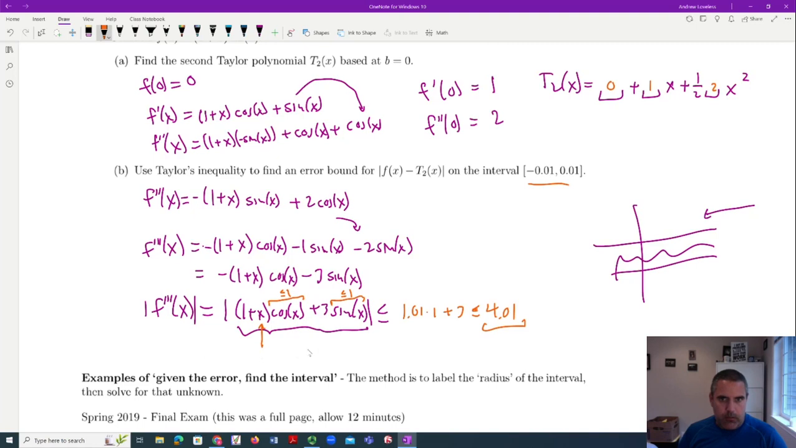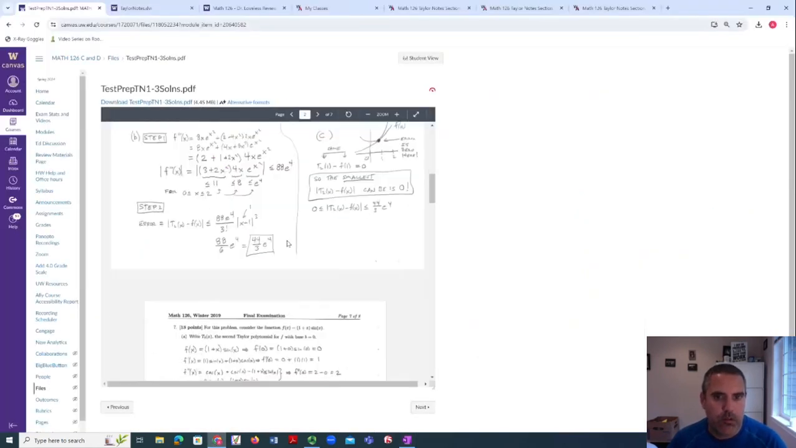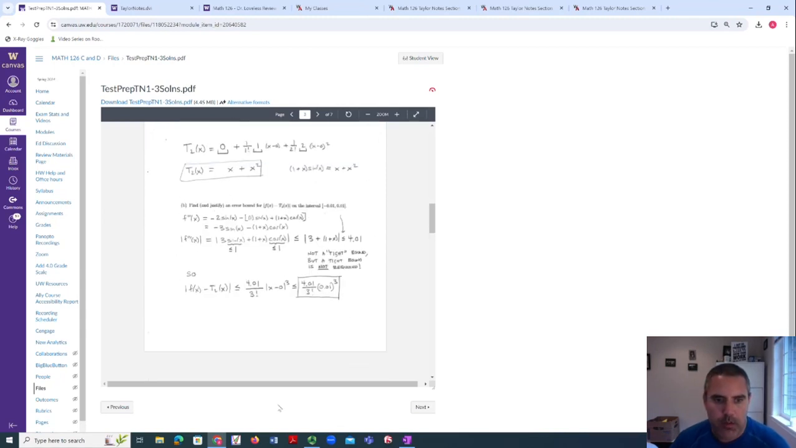So Taylor's inequality says that the error, this thing, is less than or equal to M over, in this case, 3 factorial times x minus 0 to the 3, and we're going to plug in 0.01 here to get one number over the whole region. Let's peek at my solutions there. Okay, so there are several examples where we go through that.